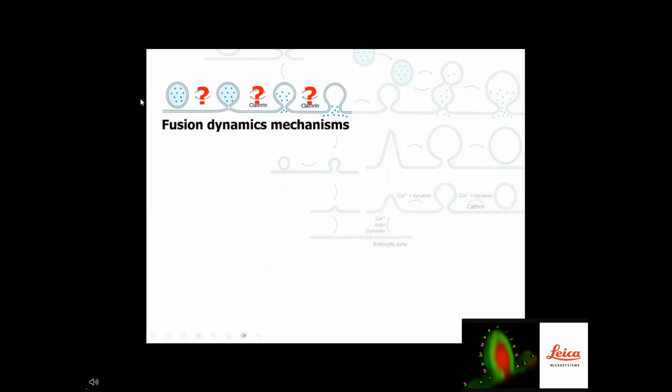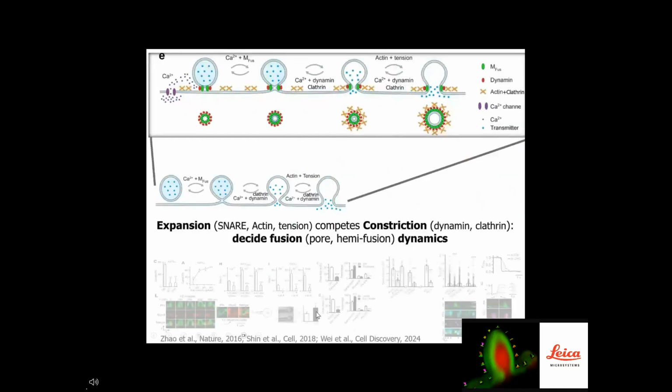Speaking of the fusion, one would like to know the fusion pore dynamics mechanisms. And by doing many experiments that I don't have time to talk about, we found that the fusion pore is controlled by two forces. One is the fusion pore expansion force, controlled by the SNARE proteins, actins, and tensions. The other one is the constriction force. It's controlled by dynamin and clathrin and calcium. And these two forces compete with each other to decide the fusion dynamics, like if the fusion will stop at the hemifusion or proceed to become a fusion pore opening with a nanopore or with the expansion of the pore or fusion pore closure.